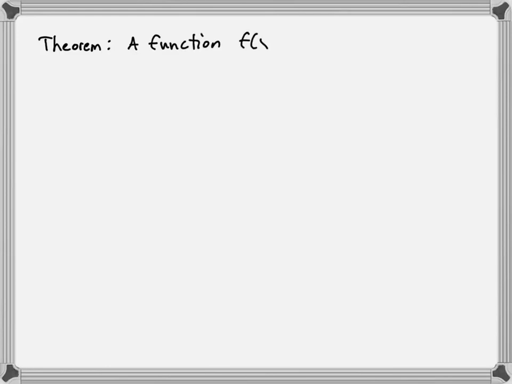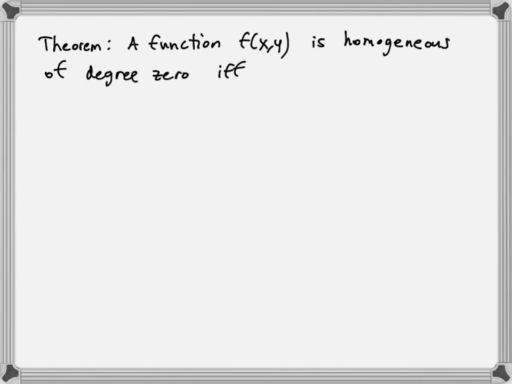A function f of x, y is homogeneous of degree 0 if and only if it is a function of y over x alone. Okay? So you can always write it as a function of y over x.